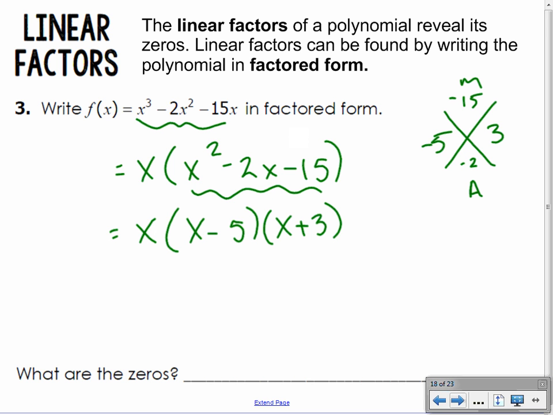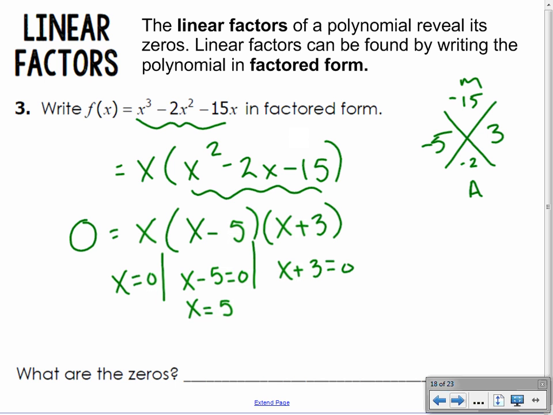And then from here, we're trying to find the zeros. So our function is equal to 0. We're finding the x values that make this function equal to 0. So we set each factor individually to 0, and we solve for x. So we get x equals 0, x equals 5, and x equals -3. So far, very similar to what we saw with quadratics. Not a big difference.